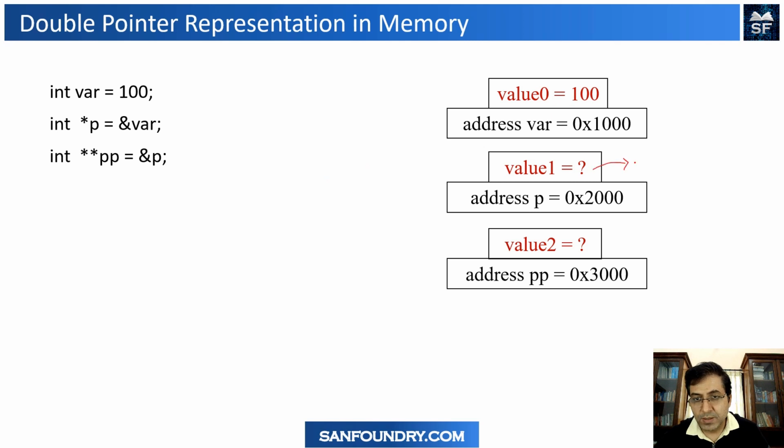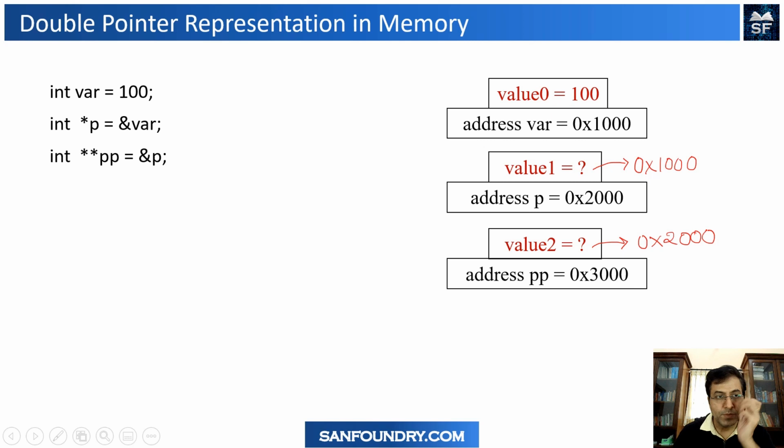So what should be here? 1000. Similarly, PP. Don't worry about the double pointer. Just look into PP. What does it store? It stores the address of P. So what is the address of P? 2000. So you simply store the address of P here, 2000, right? So now you know all the three variables, and what they store.